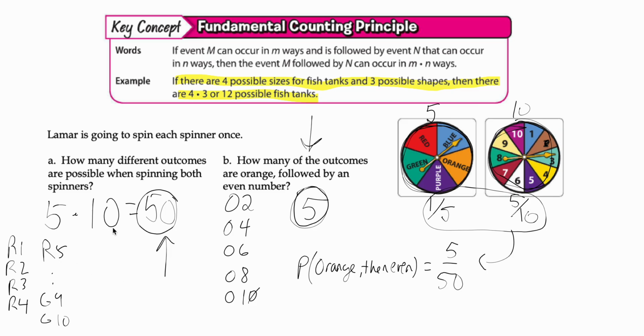Just like we multiplied the individual number of outcomes together to get the total number of outcomes, we can do the same thing with the probabilities. We don't have to say, oh, let's try to list them all out. We know going in that this probability was 1/5, one of the sections was orange, and this one was 5/10, 2, 4, 6, 8, 10. So if I can calculate those individually and multiply them together, then I'm able to find my final probability.